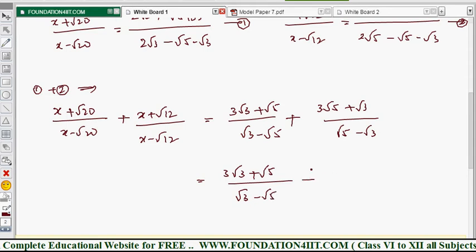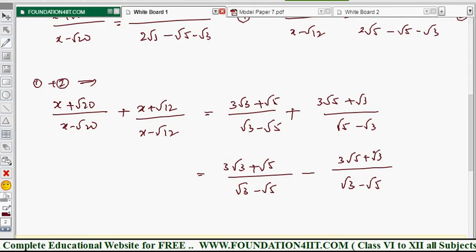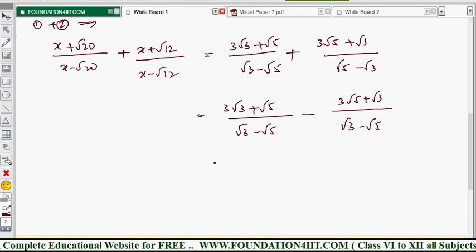If you keep the minus sign, then this root 5 minus root 3 becomes root 3 minus root 5. If you change this to root 5 plus root 3 as it is, this denominator will change the sign. Now the denominators are the same, so you can subtract the numerators. That is 3 root 2 plus root 5 minus 3 root 5 minus root 3. Minus is taken common, then root 3 minus root 5 is the denominator.